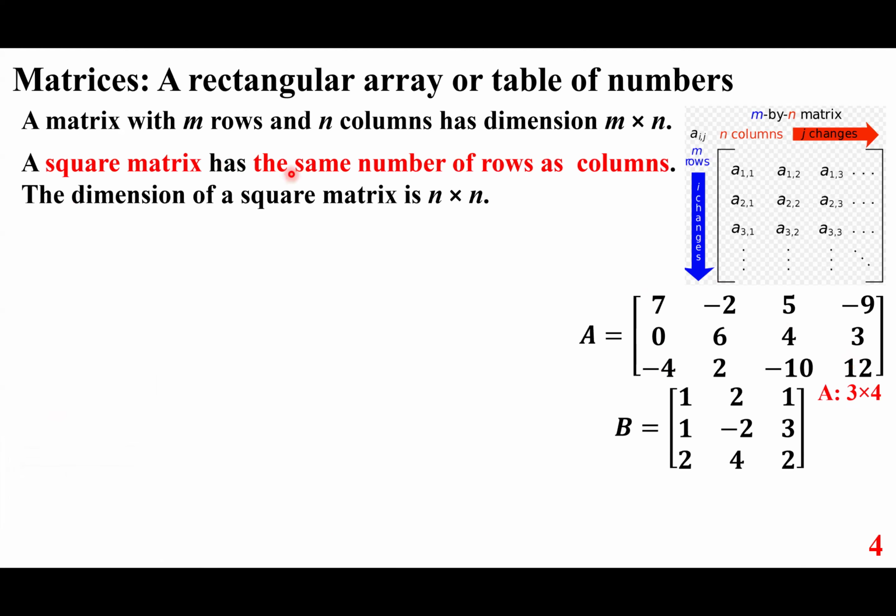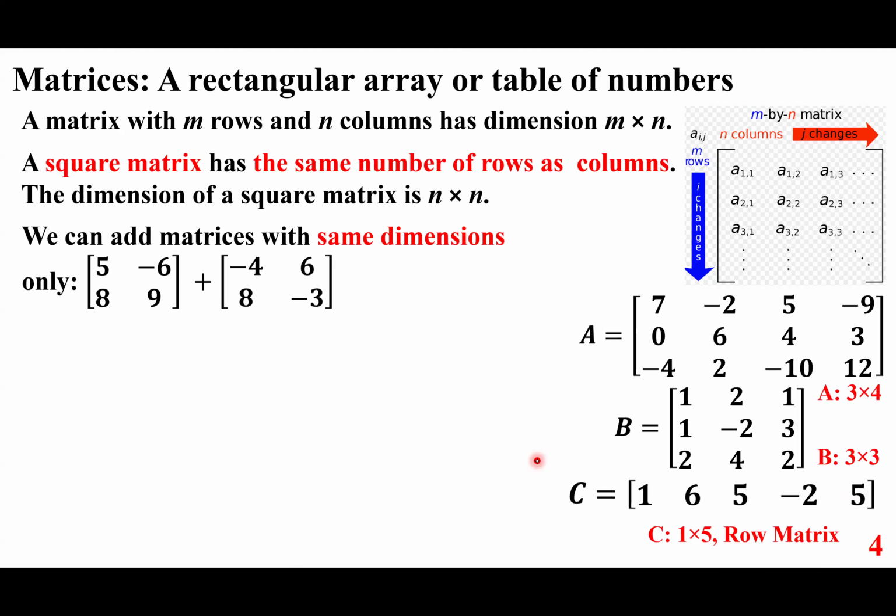A square matrix has the same number of rows as columns. The dimension of a square matrix is n by n. So we have 1, 2, 3 rows, 1, 2, 3 columns. So it's 3 by 3. And this is an example where we have only one row, 1, 2, 3, 4, 5. So it's a 1 by 5, and we also call it a row matrix. We could have a column matrix when we have only one column and several rows.